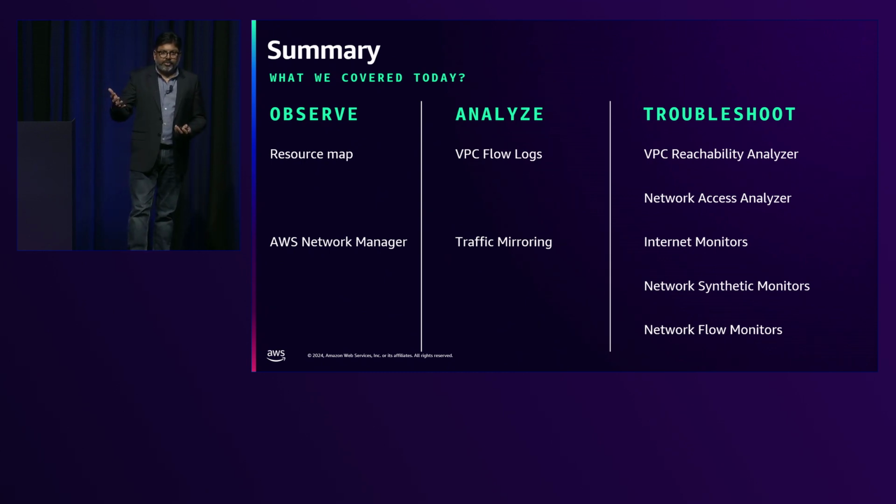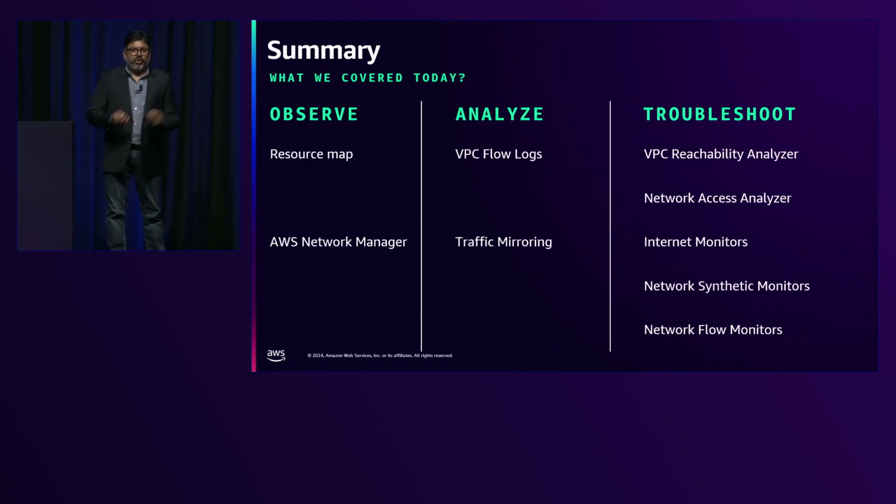Then we talked about the troubleshooting tools. If you want to perform point-to-point connectivity testing, you can use VPC Reachability Analyzer. If you want an overall picture of all the traffic going out and in, or all the networks within your VPC, you can use Network Access Analyzer. And in the last part, we talked about the three tools you can use to identify whether the problem is over the internet, over the DX connection, or within AWS.